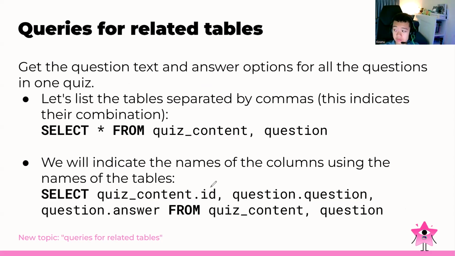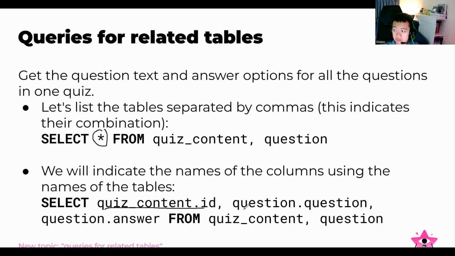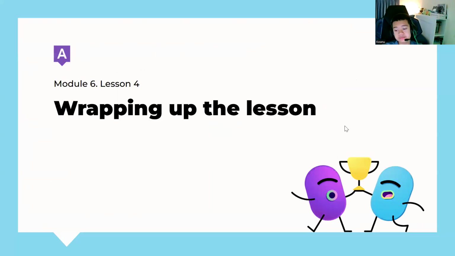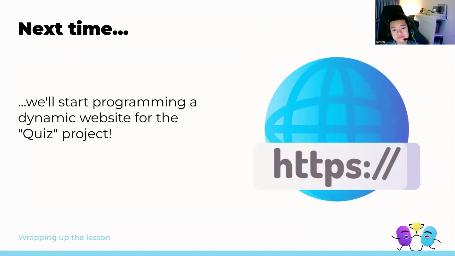But when we only want certain columns, we only need to use this one. That's how to answer this one. That's also for other conditions. Okay, so that's it. Next time we will start programming a dynamic website for the quiz project.